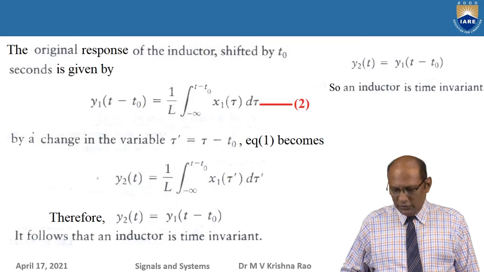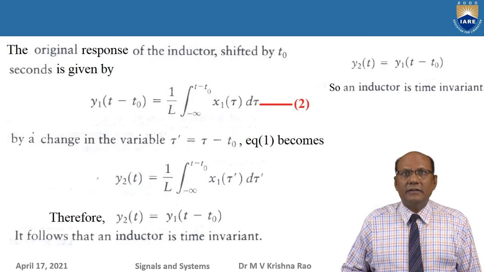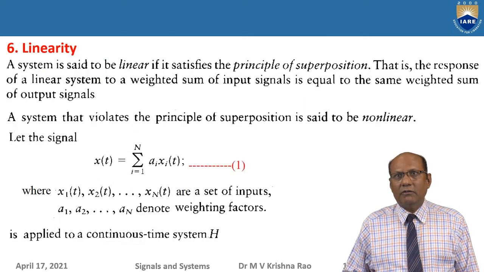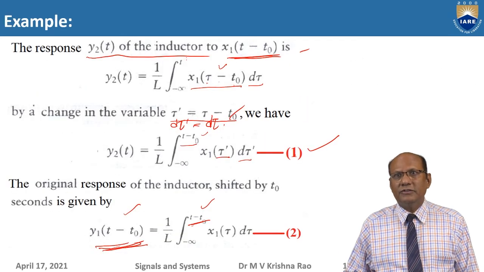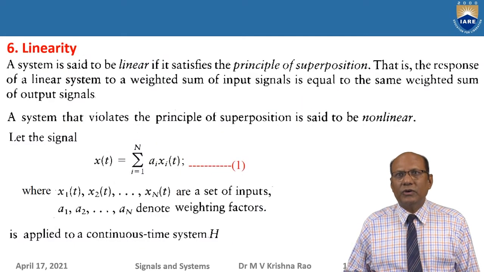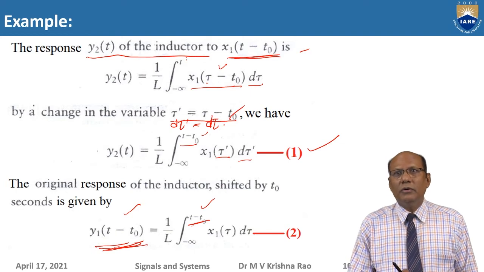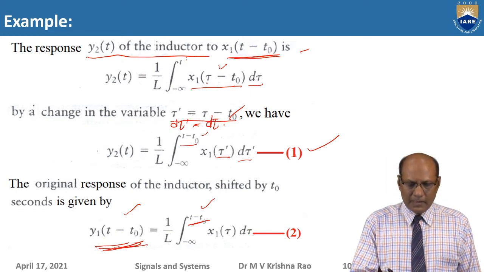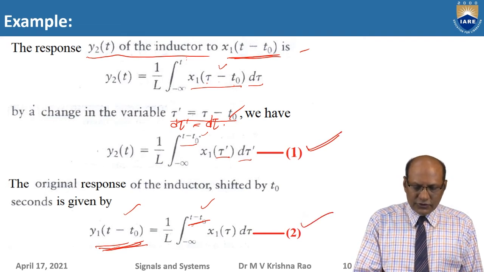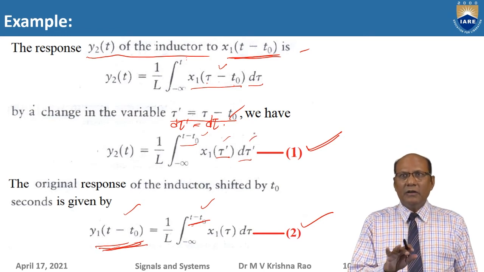Now, what is the original response of the inductor shifted by t naught seconds? Same thing here. This equation 2 I have repeated here again just for comparison purposes. So if I take these two, 1 is this, 2 is this. See, these two differ only by the change of tau prime. It is a dummy variable.